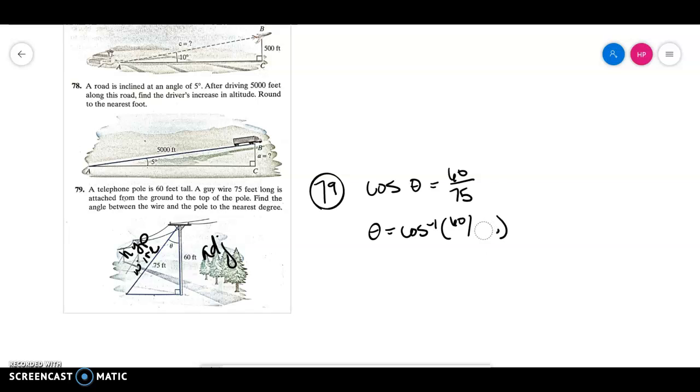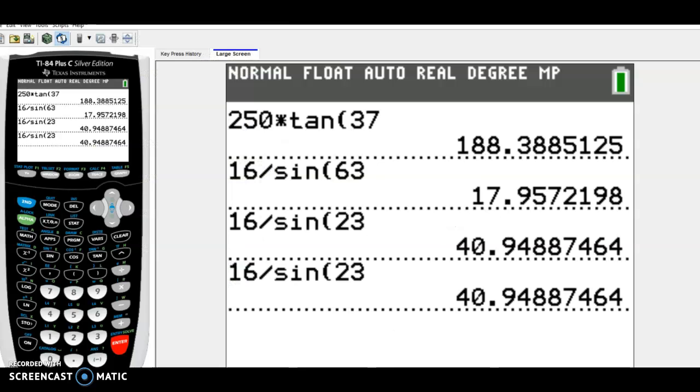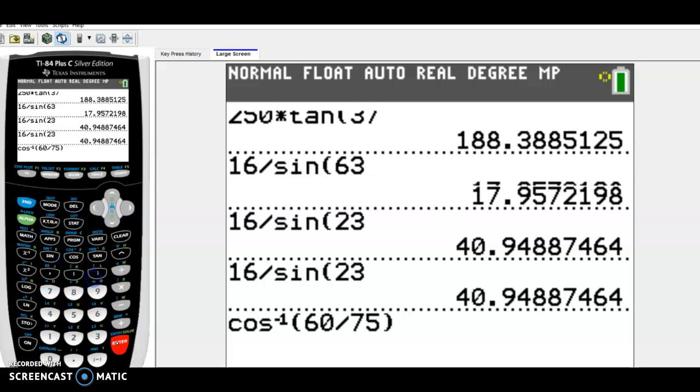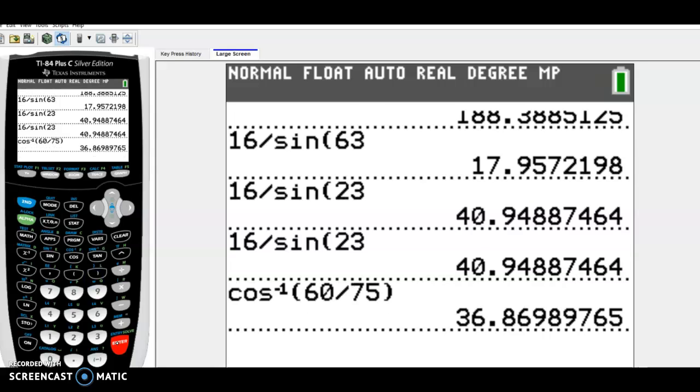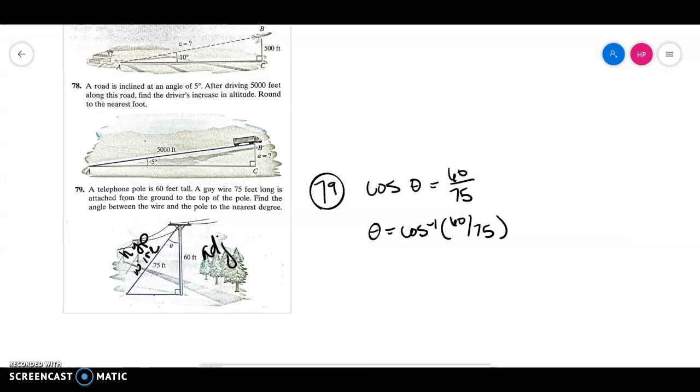And then I take the cosine inverse of this fraction on the right-hand side. And again, on the calculator, that is just second cosine to get that little -1 exponent, which stands for inverse, of 60 divided by 75. And this will round to the nearest degree, which is 37 degrees.